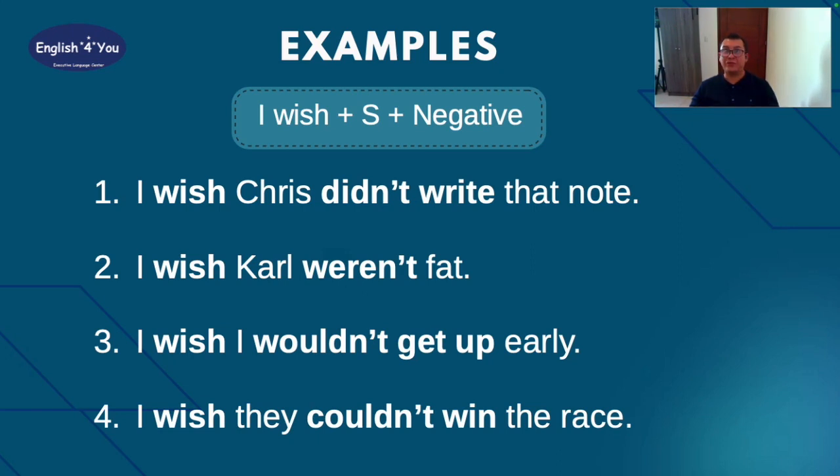Now, sentence number 2. I wish Carl weren't fat. Remember, I'm using the verb to be. It doesn't matter that the subject is he, she, it. The verb to be in this structure is going to be were, always. So for the negative form, you go as weren't. I wish Carl weren't fat. Guys, repeat after me.